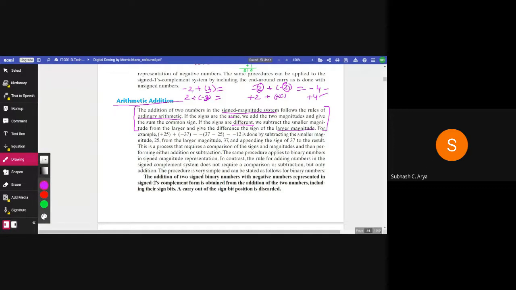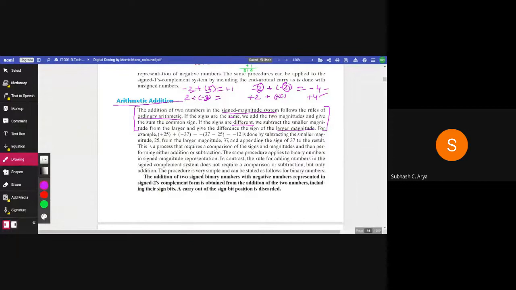That is the comparison. We have to compare these 2 and 3 and decide which one is the smaller. That is the 2. So 2 should be subtracted from the 3. So we subtract 2 from 3, it will be 1, and then put the sign of larger magnitude. So larger magnitude has which sign? Larger magnitude is 3, and 3 has the plus sign. So we just put plus.